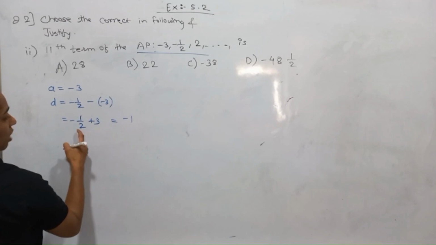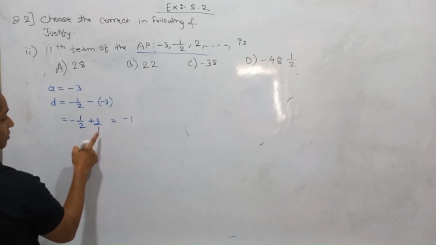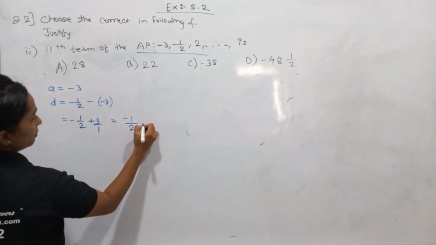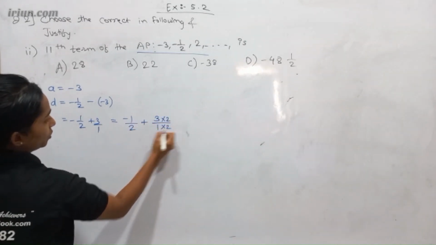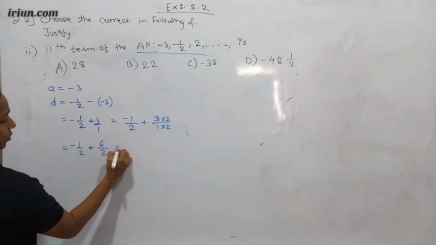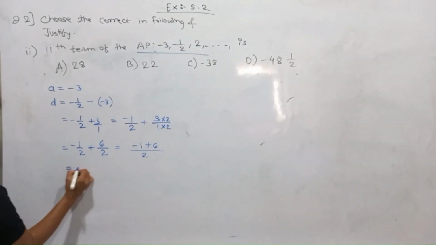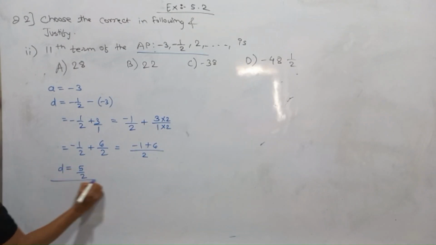Okay, minus 1 by 2 plus 3, I have to take the LCM, or I have to change its base. So I'll multiply and divide by 2. So minus 1 by 2 plus 3 by 1 into 2, that is minus 1 by 2 plus 3 2s are 6 by 2. Base is now same. So minus 1 plus 6 is nothing but 5 by 2 is my distance. Okay, so this is how I got my distance.